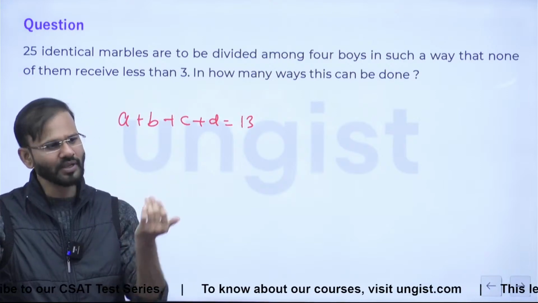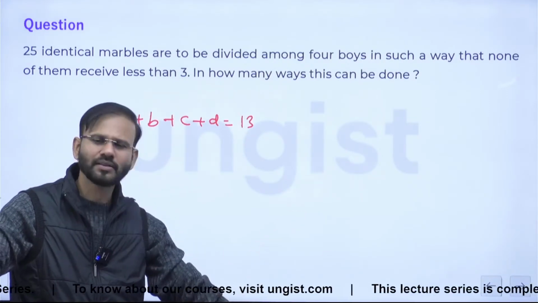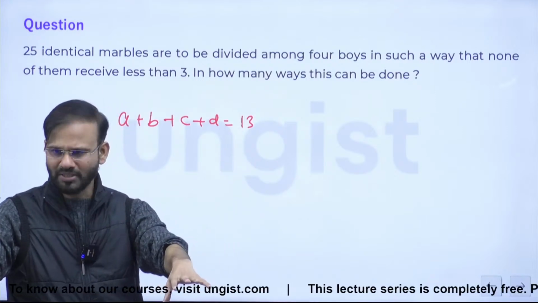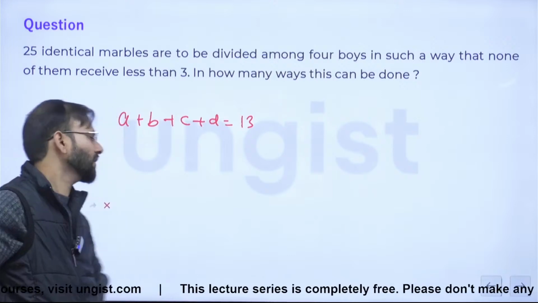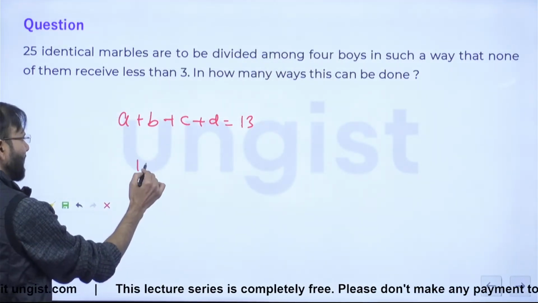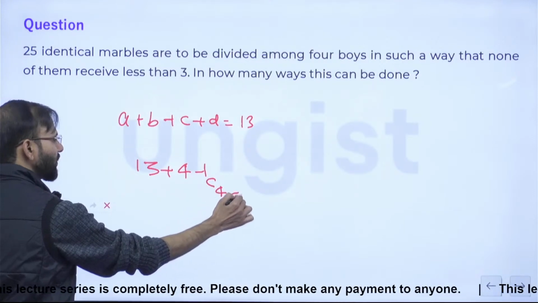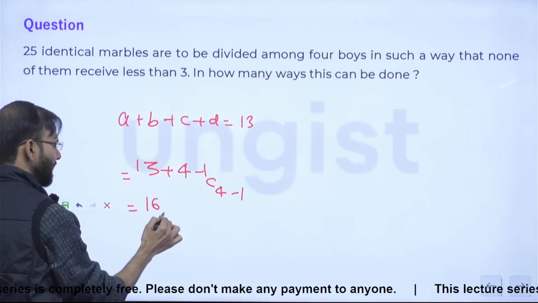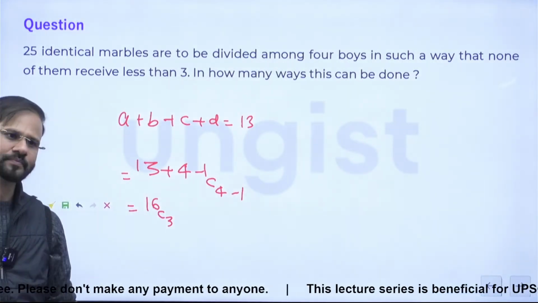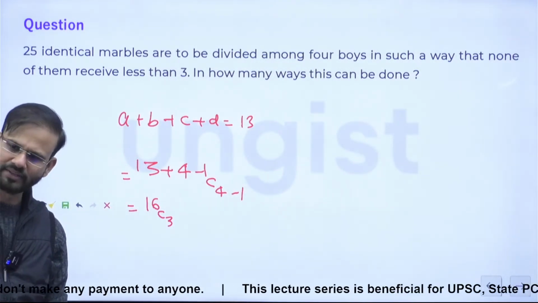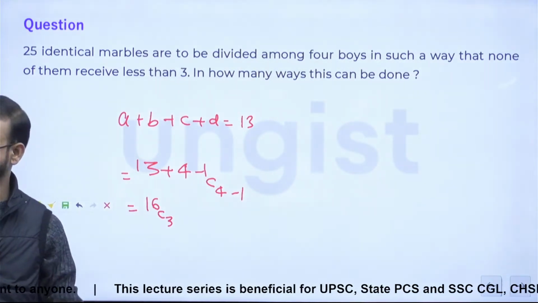You need to assume this question like this, right? Now there is no restriction. Just take any number of marbles and give to any one of them. There is no restriction, right? So what should be the answer? 13 plus 4 minus 1 C4 minus 1. This is 16C3, guys, right? Okay, it doesn't matter whether you get the value. Getting it, everyone? Guys, it is fine. So the answer is 16C3. Done?